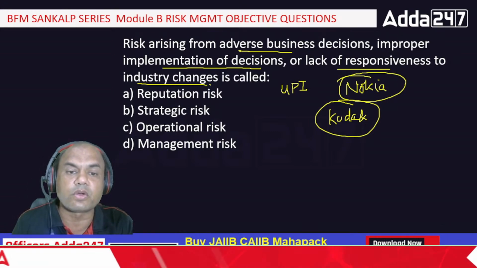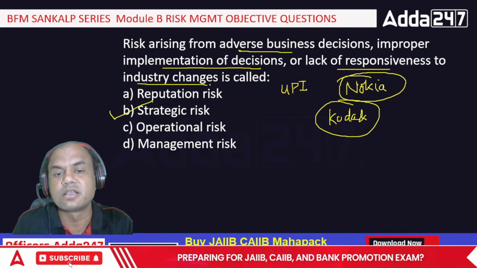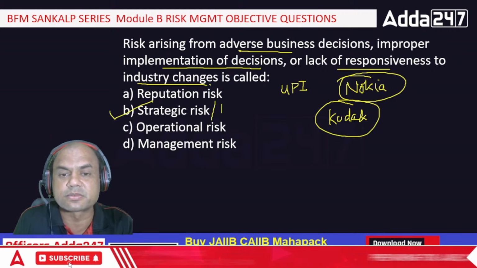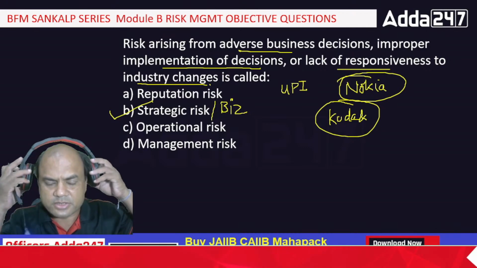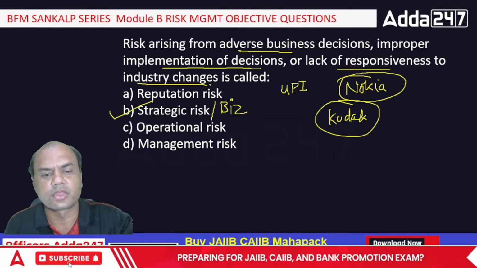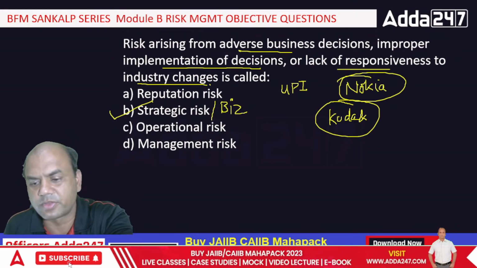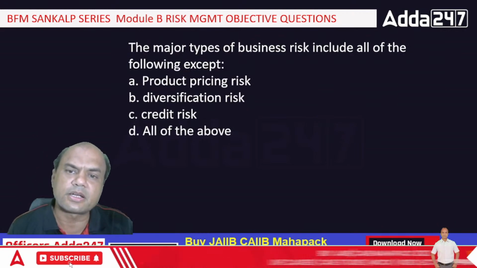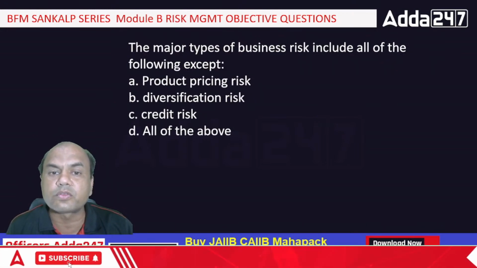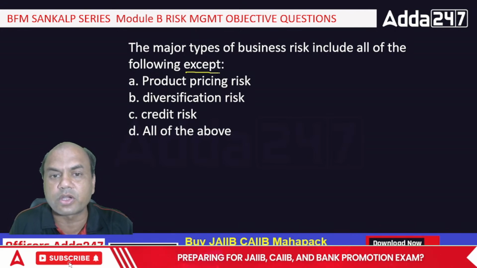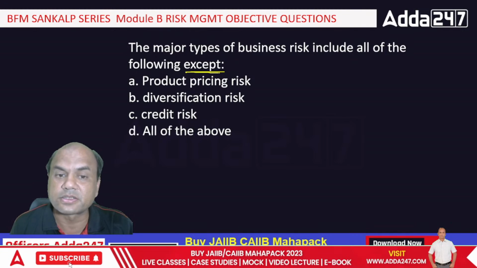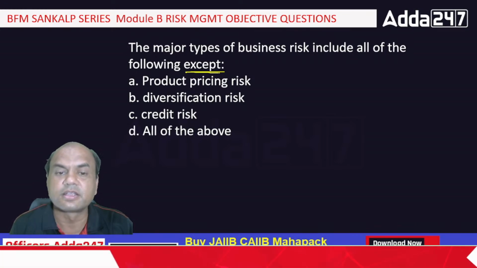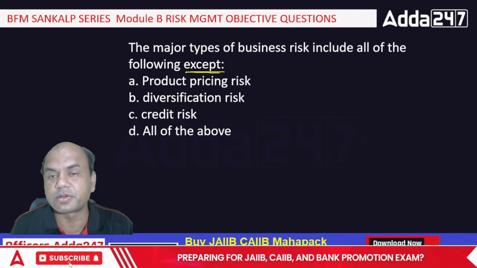So this is known as what risk? This is known as strategic risk. This is also known as business risk. Okay, business risk. This is also business risk. Getting it, everyone? Next one. The major types of business risk include all of the following except, now we want except means which is not the business risk. Product pricing, diversification, credit risk, and all of them.